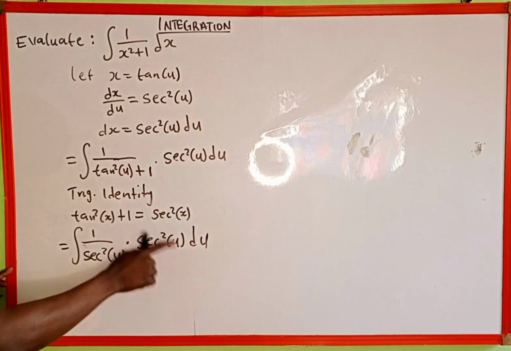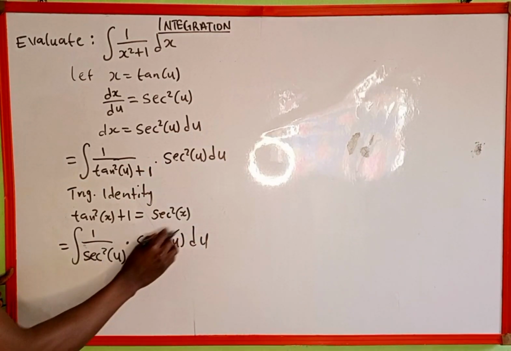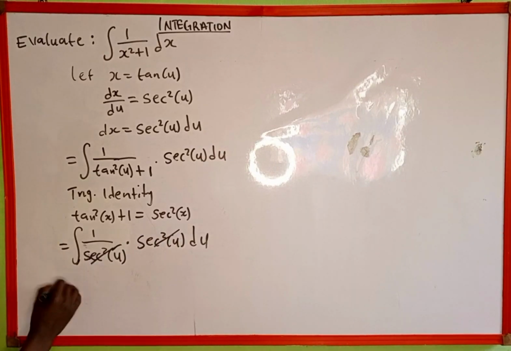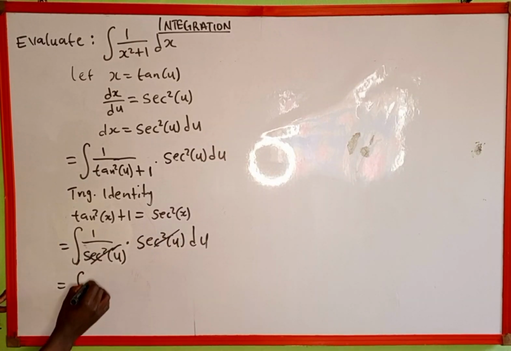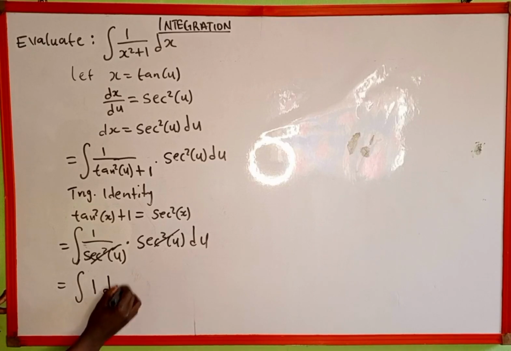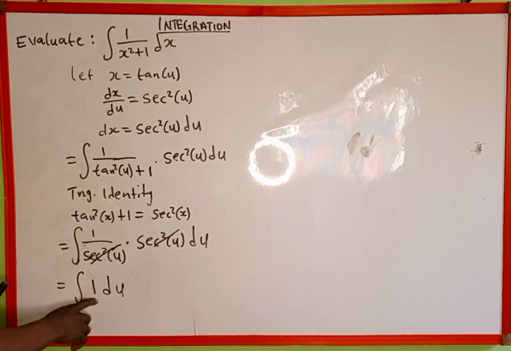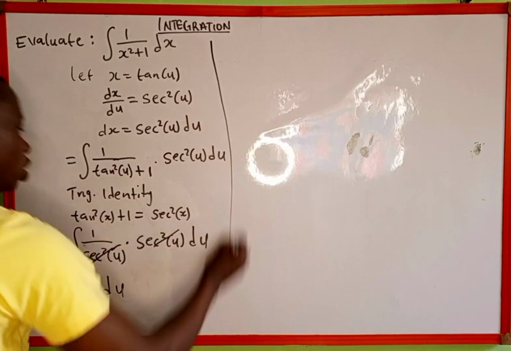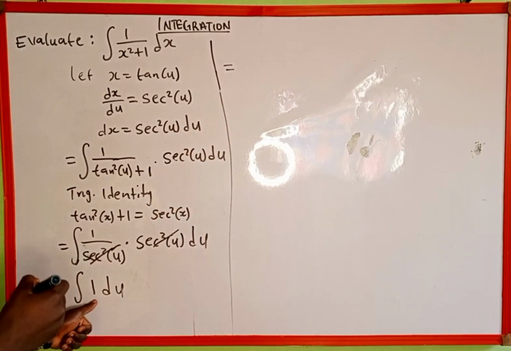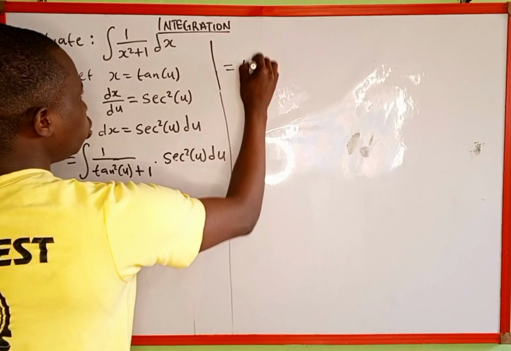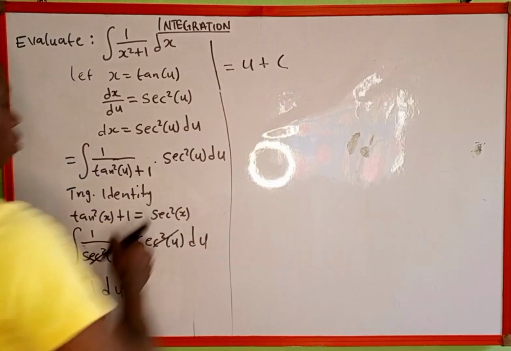So that this sec square u is dividing this sec square u. So this is going to cancel this. We are left with what? Integral of, this place will remain only 1, then du. So now we are going to integrate 1 with respect to u. So this is going to be equal to what? Integration of 1 with respect to u is the same as u, then plus integration constant.